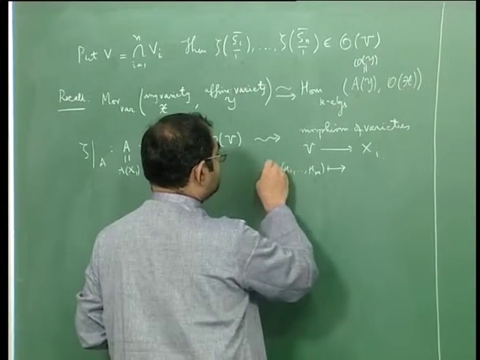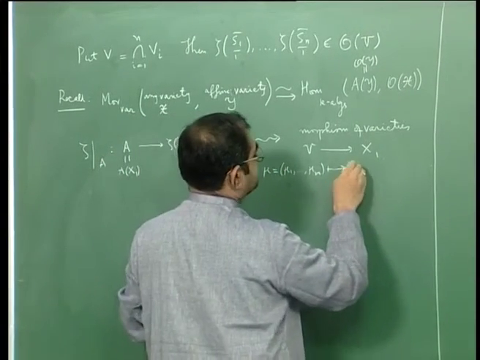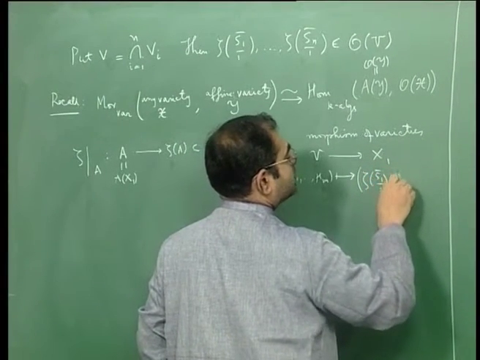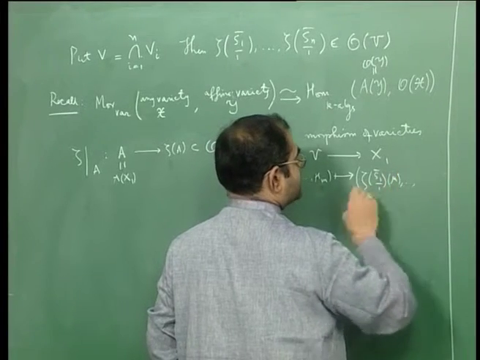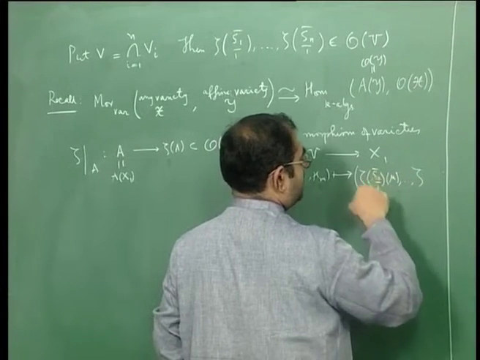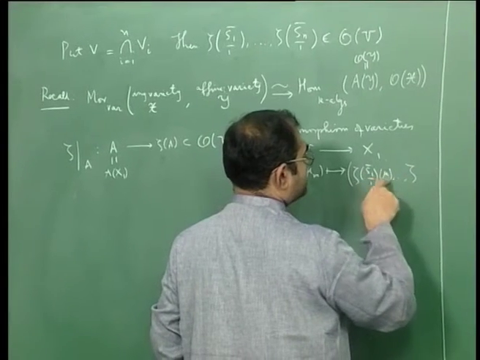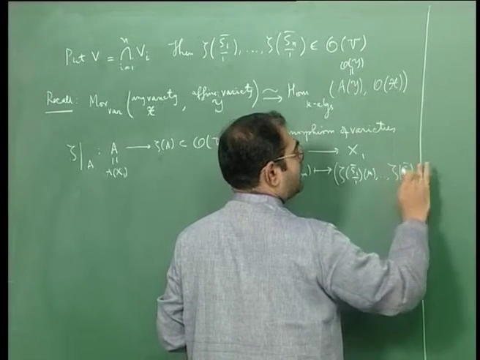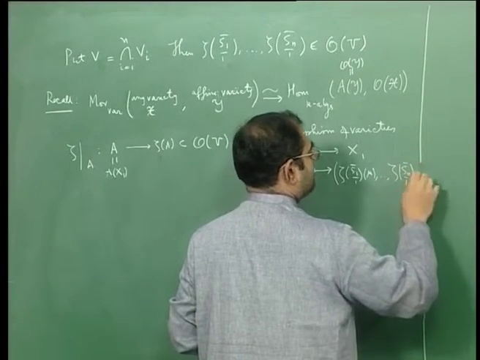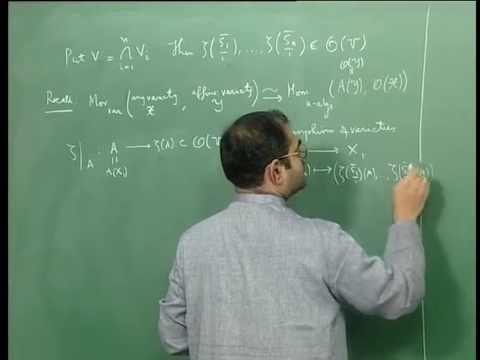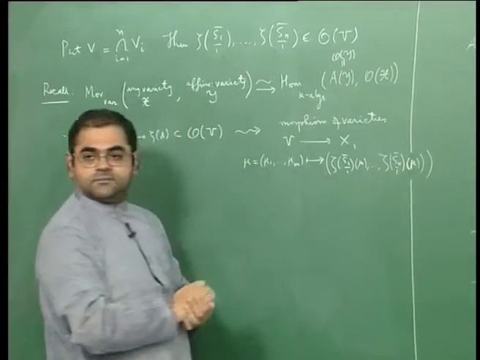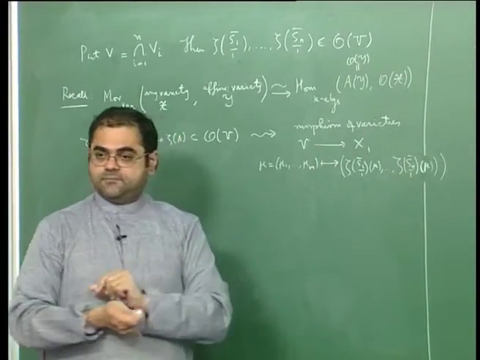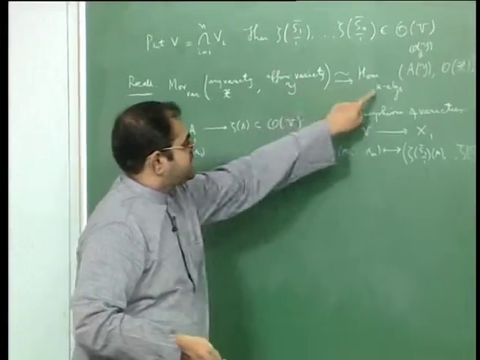So if you call this as mu, okay, then this is just the map zeta s1 bar by 1 evaluated at mu, and so on, up to zeta Sn bar by 1 evaluated at mu. So you will get this n-tuple, and in fact it will be a point of x1. That is how this bijection was established.